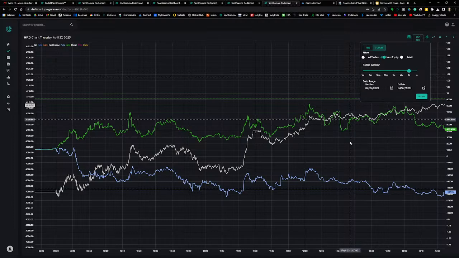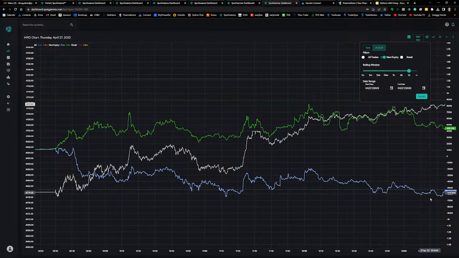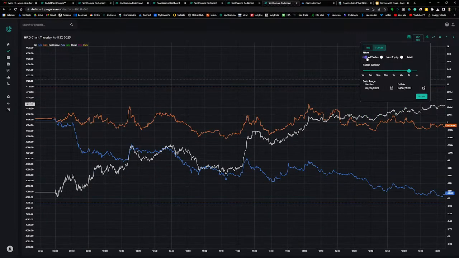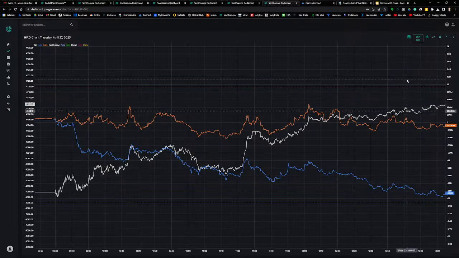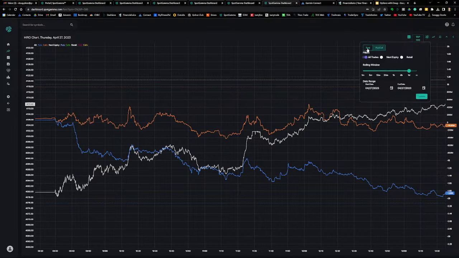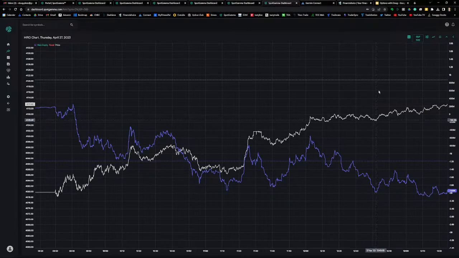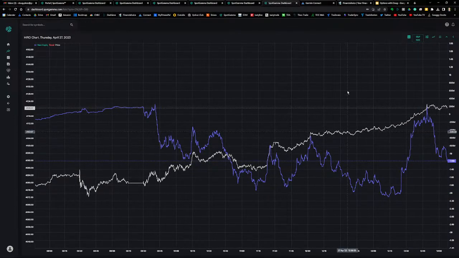All right, so now it has changed a little bit. So right now it looks like put buyers are actually winning when you look at 0 DTE only, and as well for the all trades, all expirations. All right, so that is the combined signal.